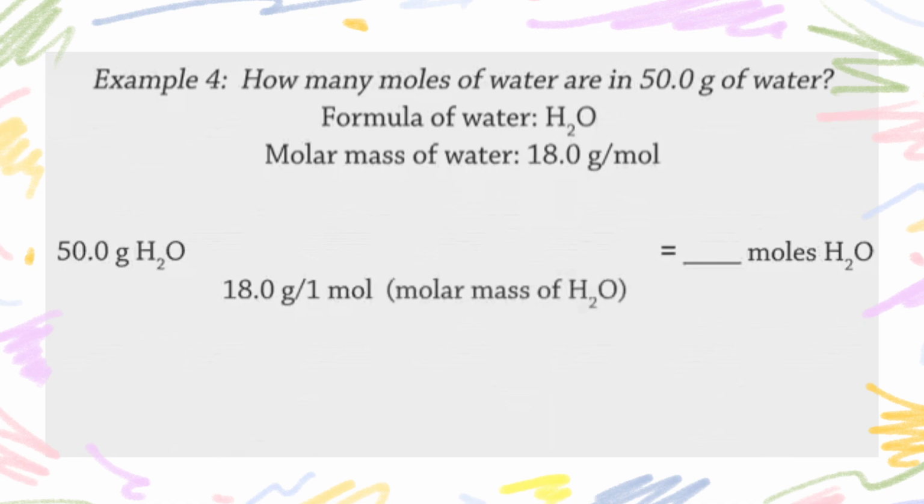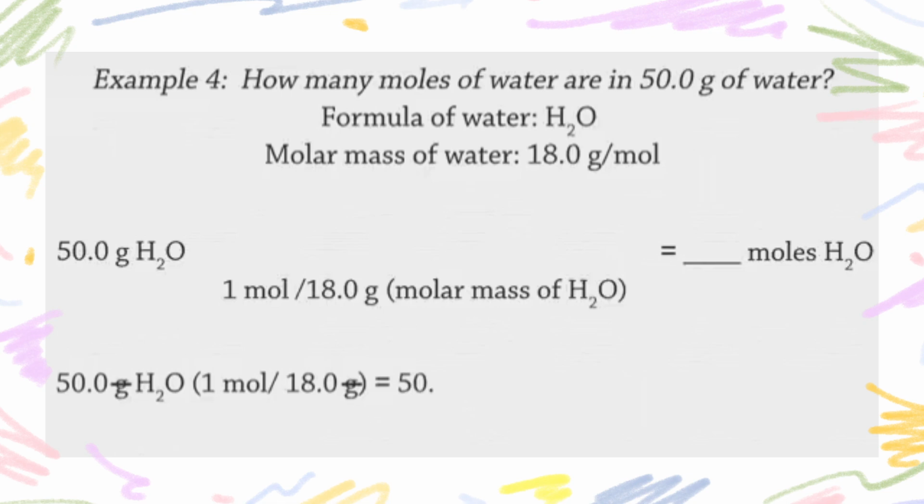But remember, we have to be careful to put that conversion factor in the right orientation so the units will cancel. If we write it as 1 mole over 18.0 grams, then grams cancel. Multiply across the top and multiply across the bottom. 50.0 grams of H2O times 1 mole over 18.0 grams, grams cancel, equals 50.0 divided by 18.0 moles of H2O. This simplifies to 2.78 moles of H2O.